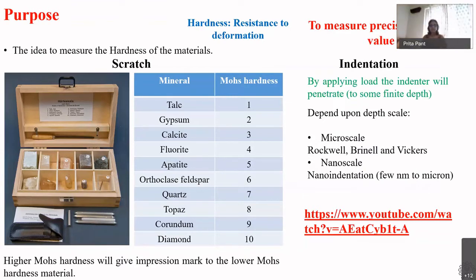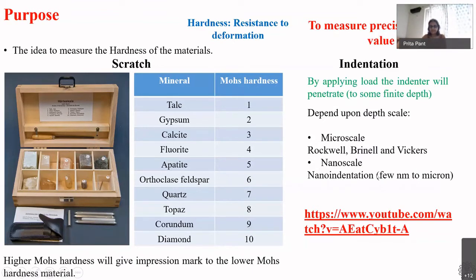You're saying somebody took some minerals and put them in a 1 to 10 order. Does that work for everything? Does that work for any material that I want to pick up? So what has been used to quantify hardness is something called indentation. And there are types: Rockwell, Brinell, Vickers, which is micro indentation, and then nano indentation.